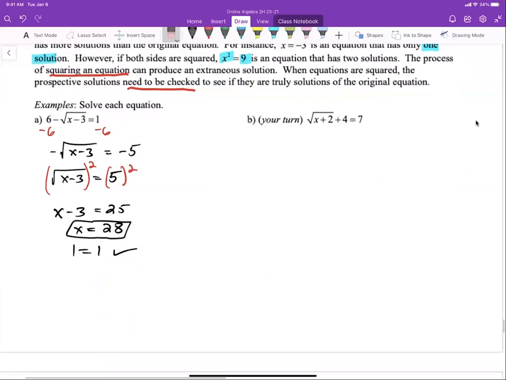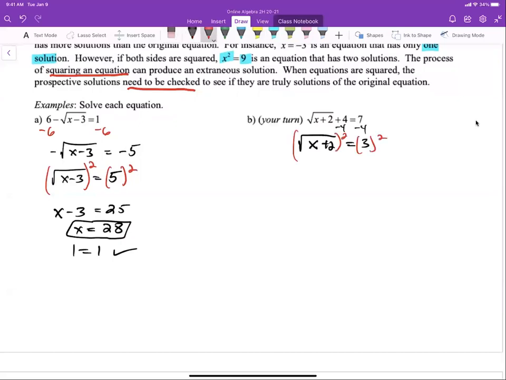Okay, you can try one yourself. Welcome back. Square root of x plus 2 plus 4 equals 7. Let's get rid of that 4. We're going to subtract 4 from both sides. 7 minus 4 is equal to 3. In order to get rid of that radical, I need to square both sides.